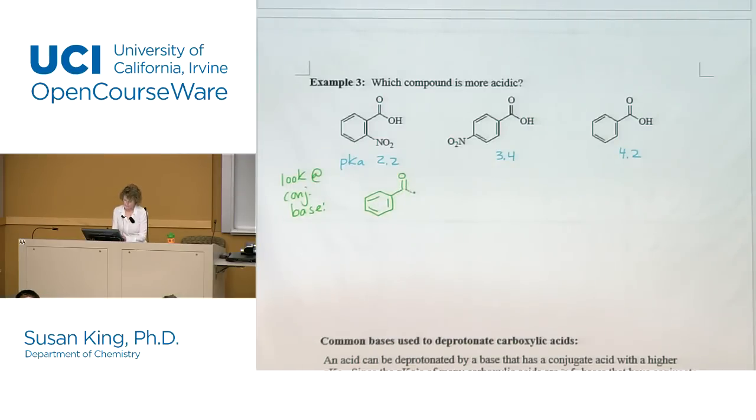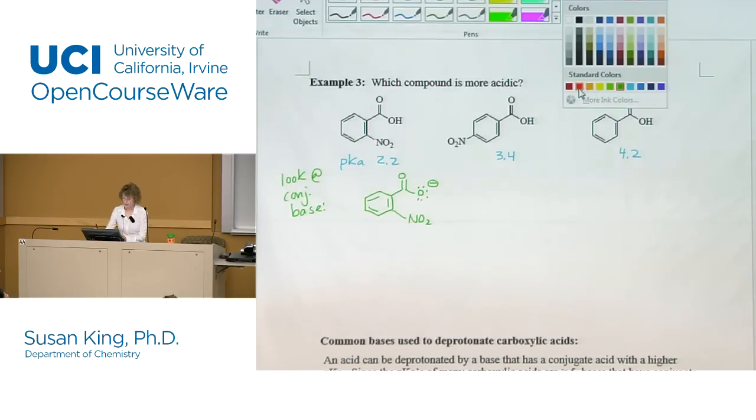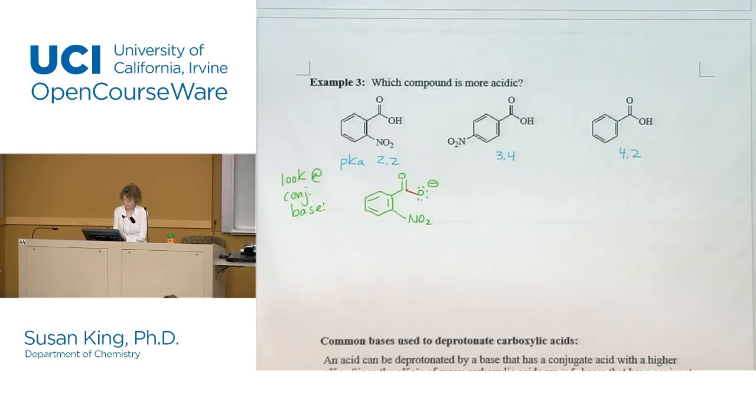Here's our carboxylate. And we'll put the nitro group in the ortho position. You can see that this nitro group is a very powerful electron withdrawing group, more powerful than fluorine. It's going to pull electron density away. Strong inductive effect. The closer, the better. Strong inductive effect stabilizes the conjugate base.